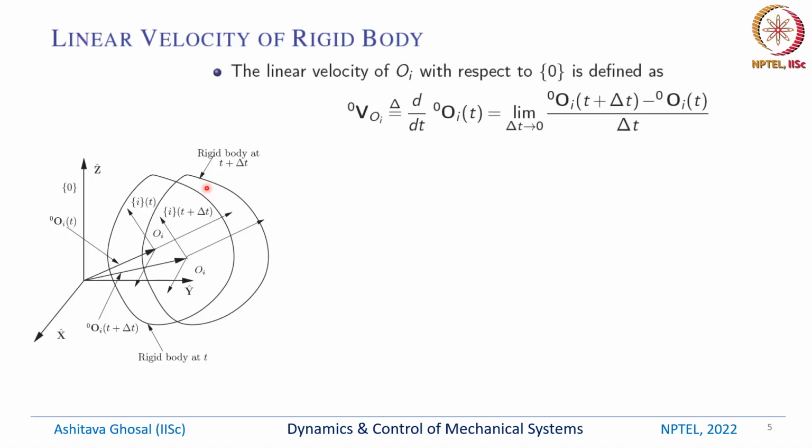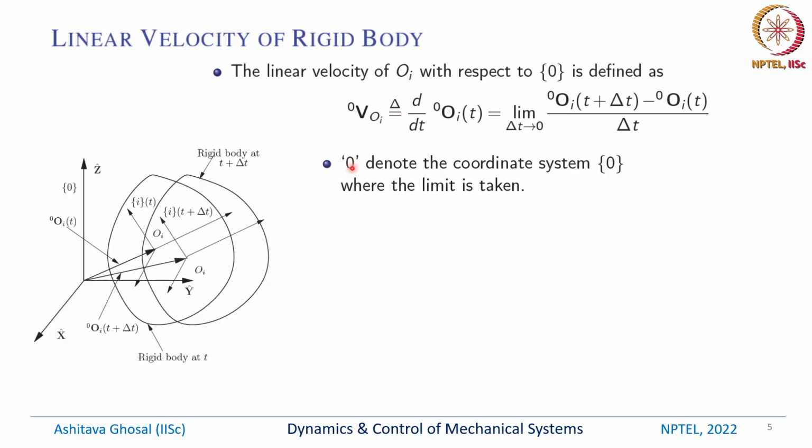The linear velocity of OI, which is the point of interest, basically the origin of the coordinate system which is fixed to the rigid body, can be defined using very basic notions of calculus. We see that the vector OI at t plus delta t minus OI at t, divided by delta t, and as the limit of delta t goes to 0, we get the velocity of the origin of the coordinate system. It can also be denoted as d by dt of OI of t. So this is very, very basic calculus.